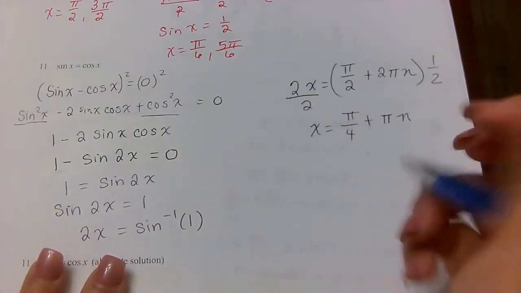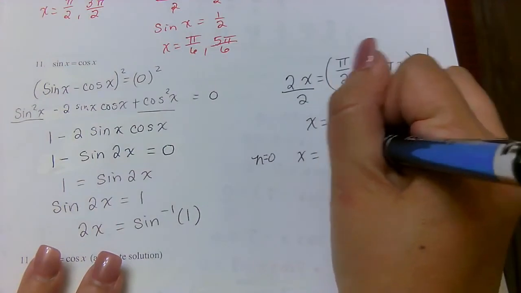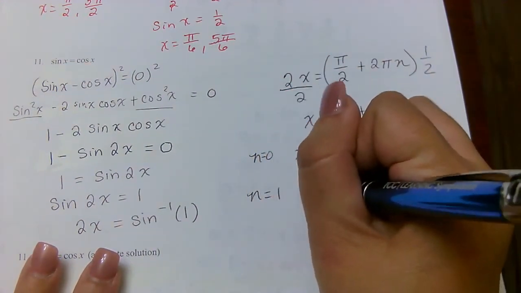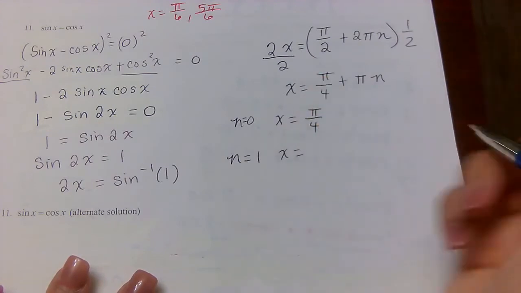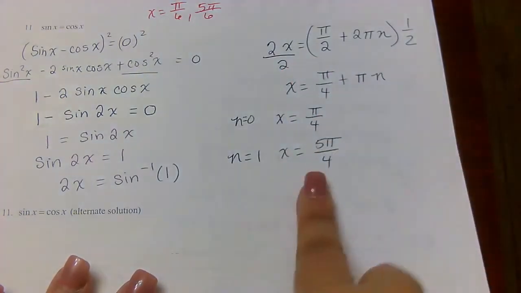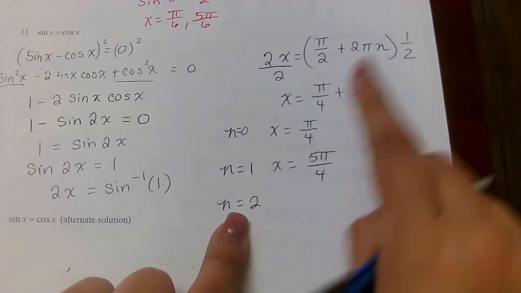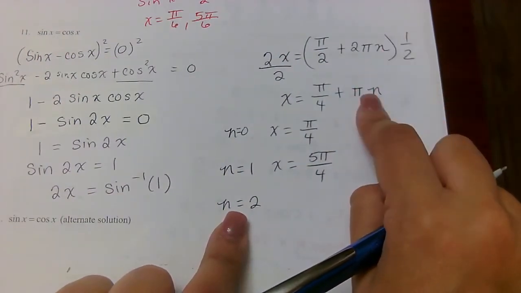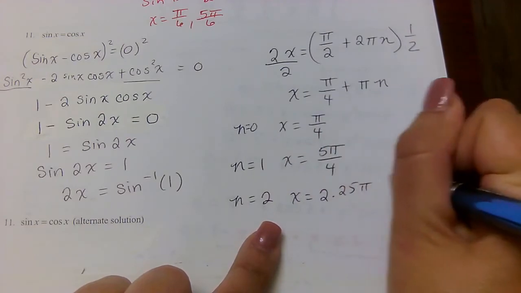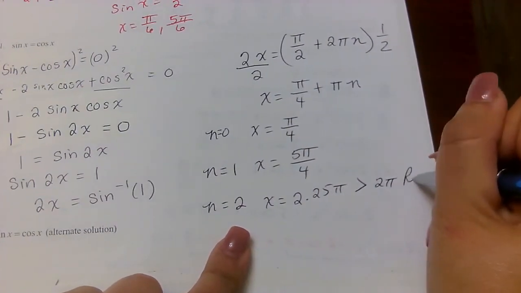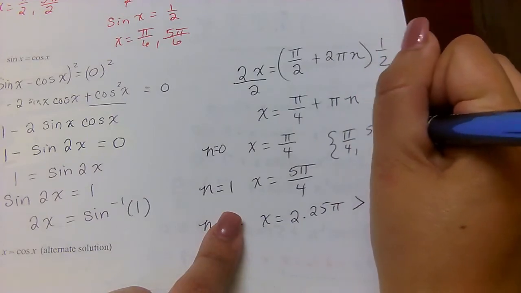Okay. Now let's go ahead and let n equal 0. If n equals 0, then we get x is equal to pi over 4. Okay. If n is equal to 1, we get x is equal to, and this will be the same thing as 1 pi, or 4 over 4, so 4 plus 1 is 5 pi over 4. Right? This is still within the restrictions, so we're going to go one more time, and we'll say what happens if n equals 2. Well, when n equals 2, this becomes now 2 pi, and this will be 2 pi plus 1/4 pi, so x will be 2.25 pi, and since that's greater than 2 pi, we're going to reject this answer. Okay, so our two solutions are going to be pi over 4 and 5 pi over 4.